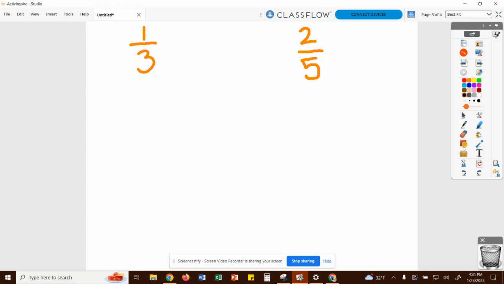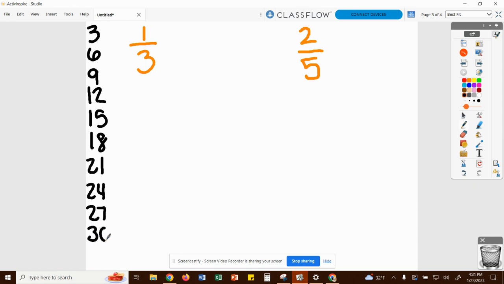I've always found that counting the first 10 is the best way to do this. So I'm going to skip count by 3s because my denominator is 3. 3, 6, 9, 12, 15, 18, 21, 24, 27, and 30. And like I said, Miss Barr always counts to the first 10 because it's an easy way to make sure I get enough to typically find a connection. If I don't, I can always keep going.